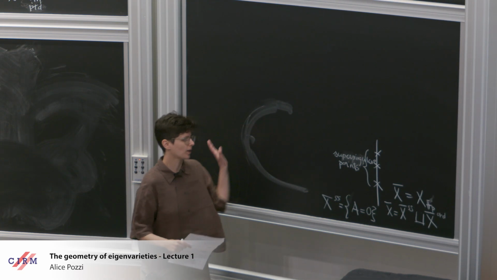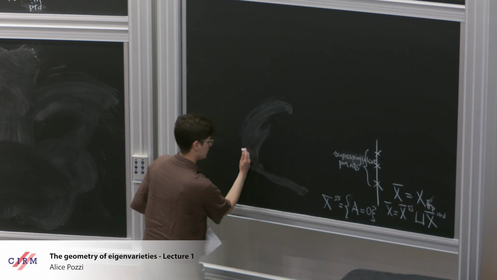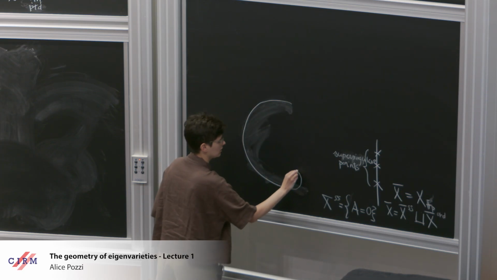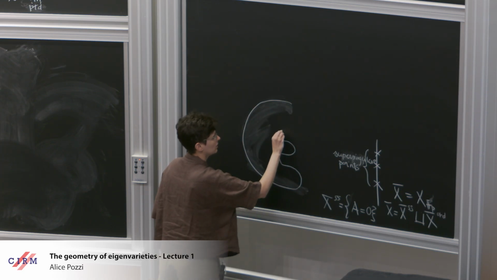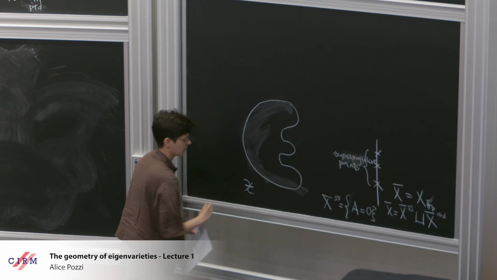What does this correspond to in the rigid picture? So this is a mod P picture. I'm going to draw some funny looking rigid fiber.